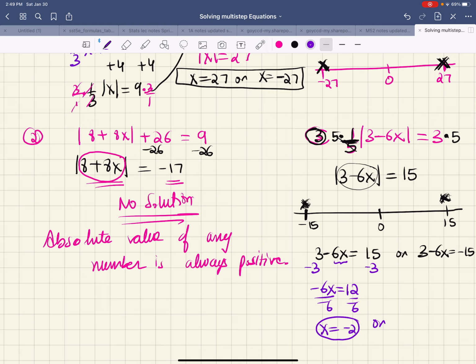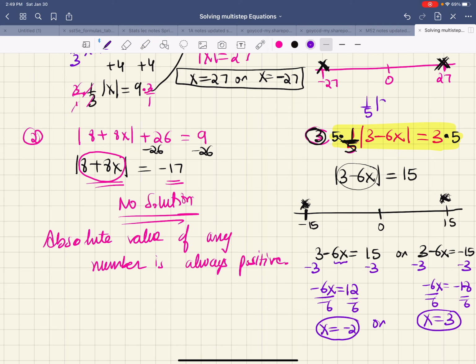Next equation, the next one we said, the 3 minus 6x can equal negative 15. So I'm going to subtract 3 from both sides. Negative 6x equals negative 18. Divide both sides by negative 6, and x equals 3. So there are two possible answers that will make this equation true, where the left side will be equal to the right side.